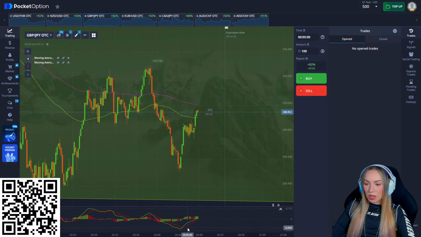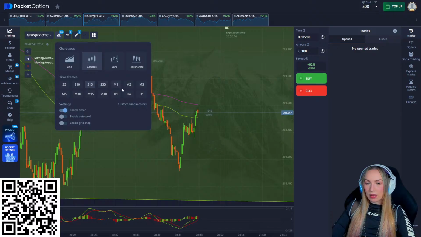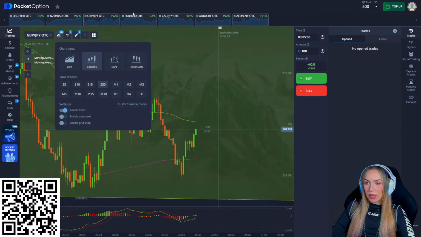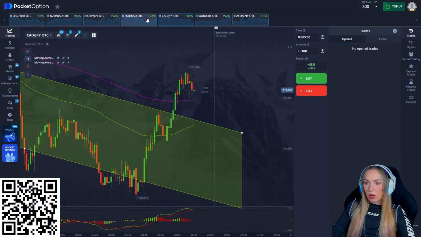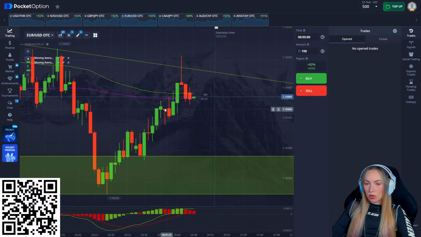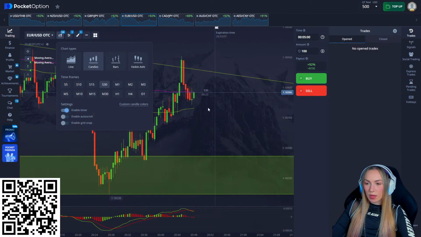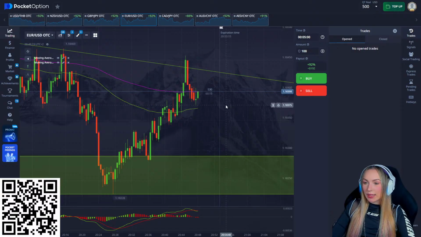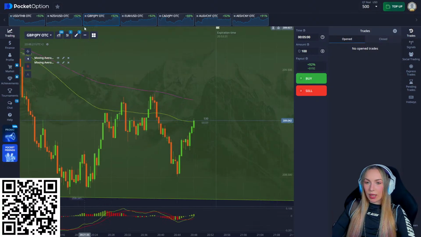GBPJPY actually has a signal to open the trade in the upward direction, but I think it's kind of too late for me to enter here, so I would be just there on what, euro dollar, right? Euro dollar, the lines already crossed, but right now we have a little bit of a correction. The bullish candles are forming, so maybe we should wait a little bit more and then enter.